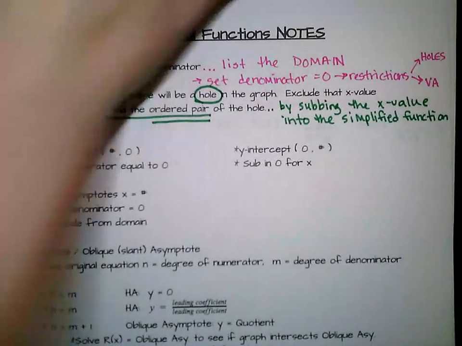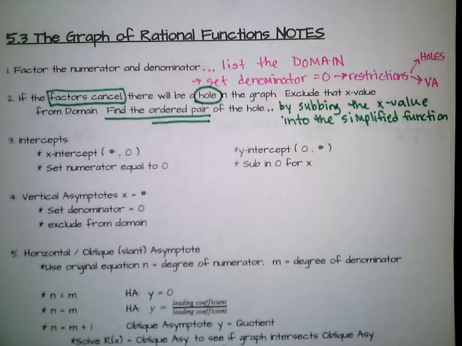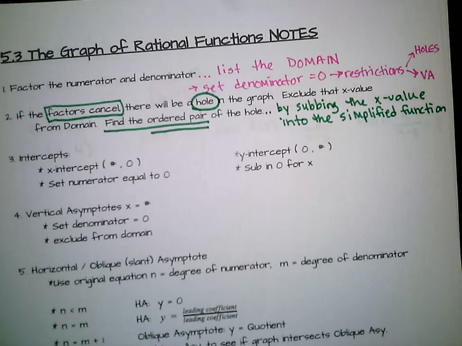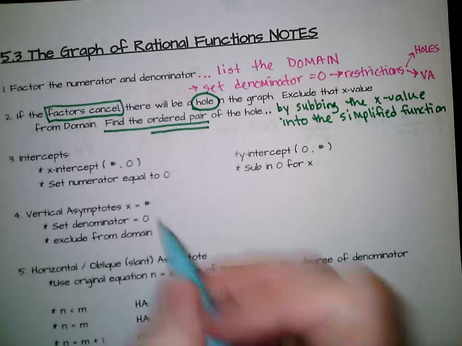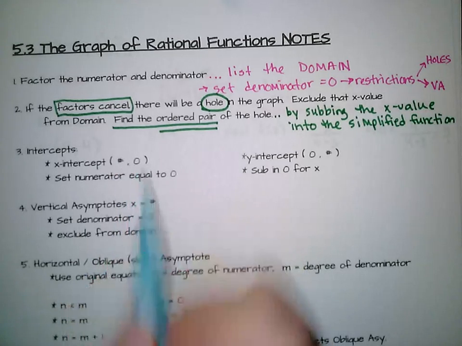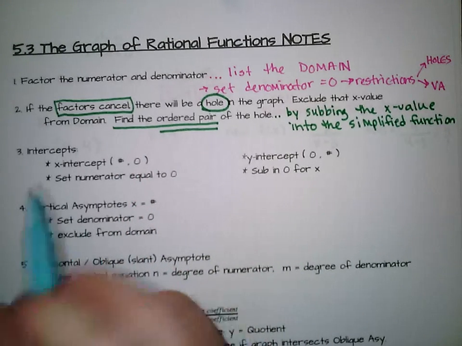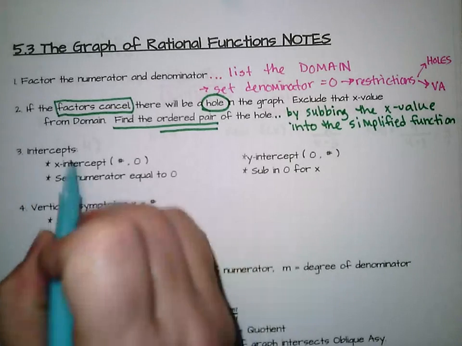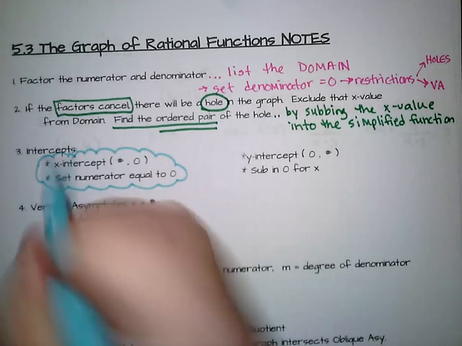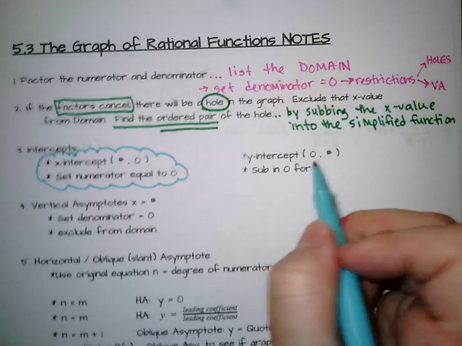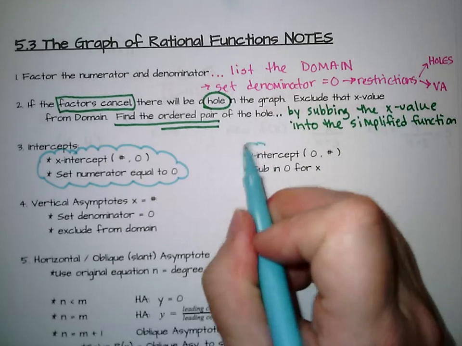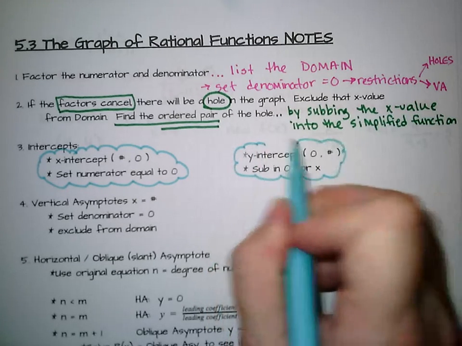Next thing, intercepts. So our intercepts are going to include x-intercepts and y-intercepts. So for the x-intercepts, remember that they need to be in the format a number, comma, 0, and the way that we find them is by setting the numerator equal to 0. And y-intercepts are in the form 0, comma, number. And to find the y-intercept, we're going to plug in 0 for x.